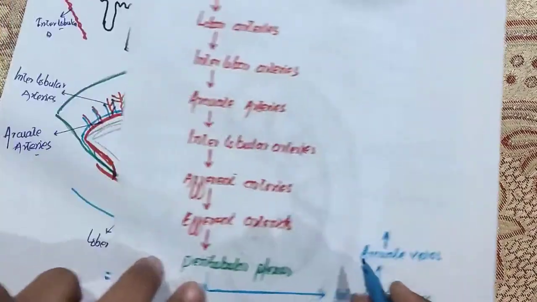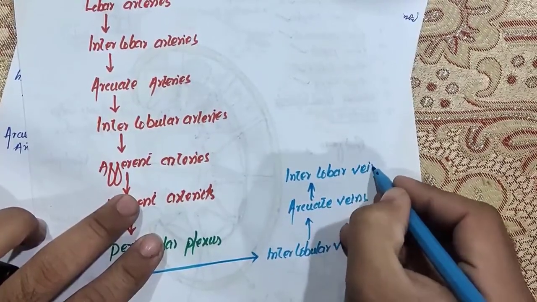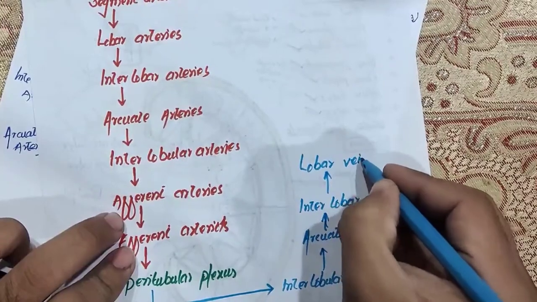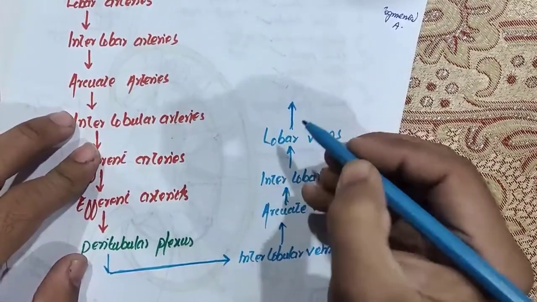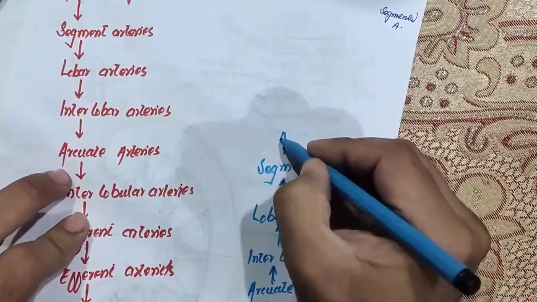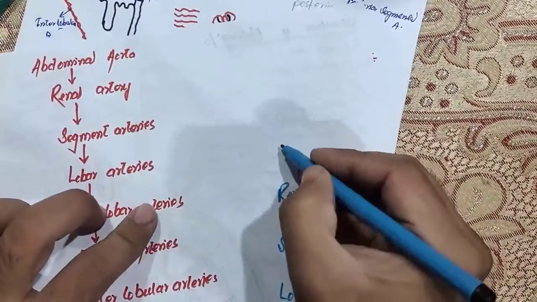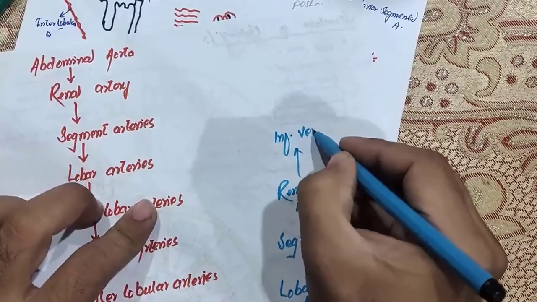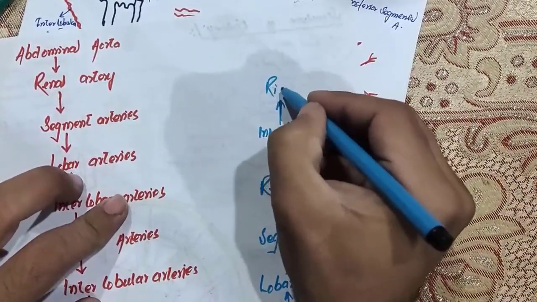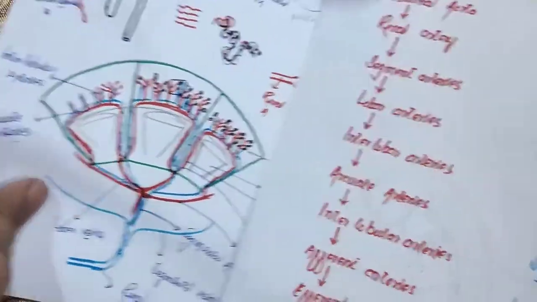The arcuate veins will make which veins? Interlobar veins. Then the interlobar veins will make the lobar veins. Then the lobar veins will make the segmental veins. Then segmental veins will combine and make the renal vein. And the renal vein will drain into the inferior vena cava. Right, and the inferior vena cava will go to the right atrium. Done.